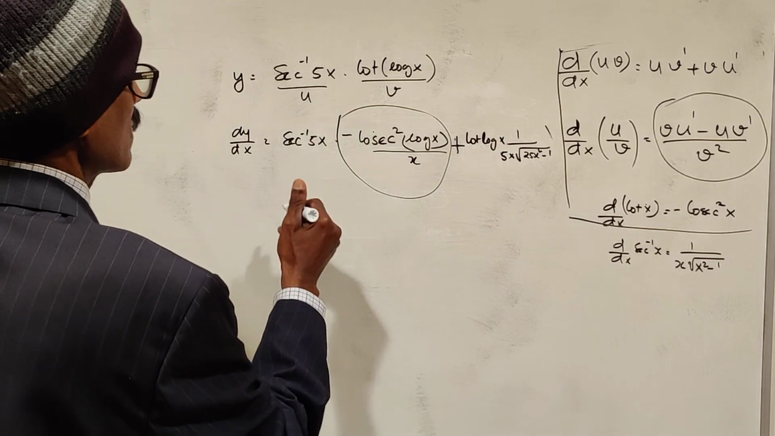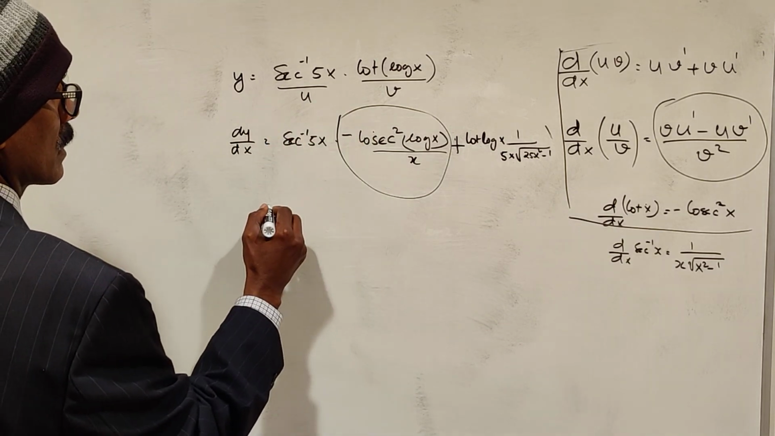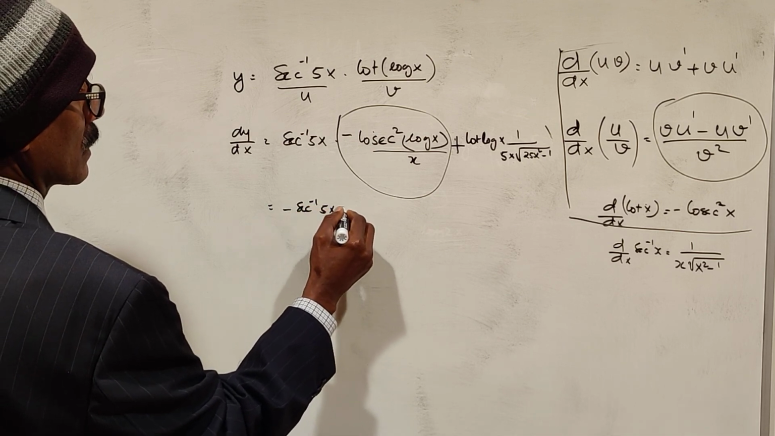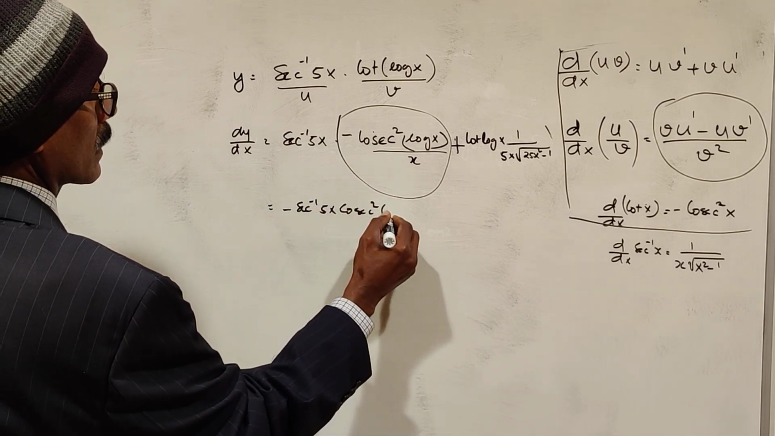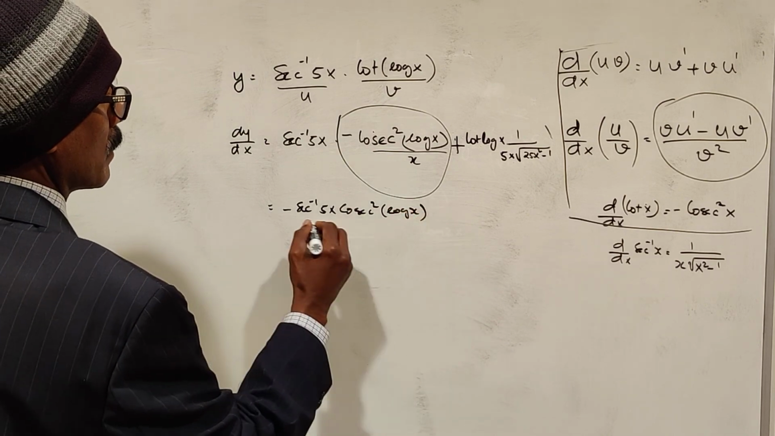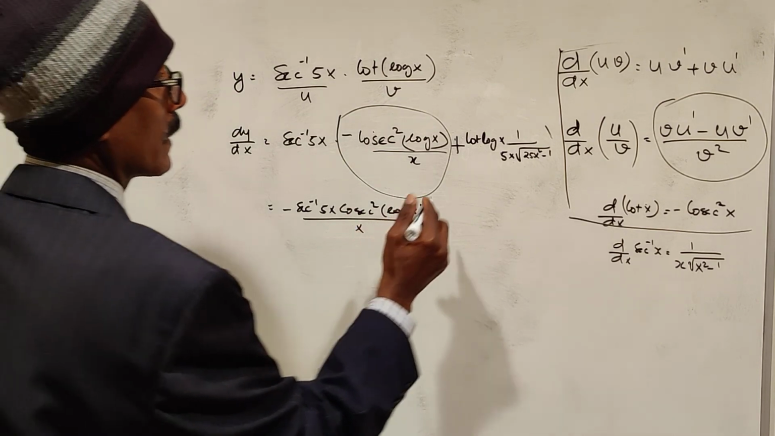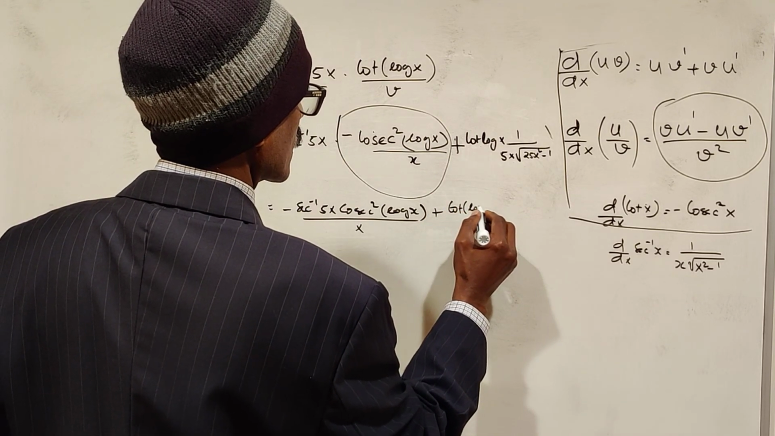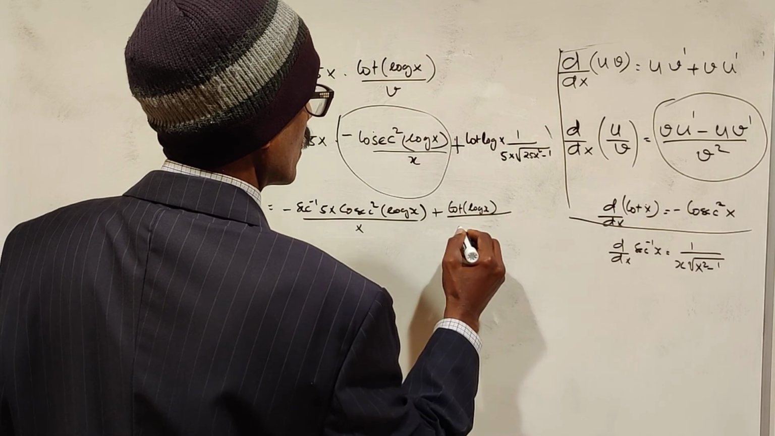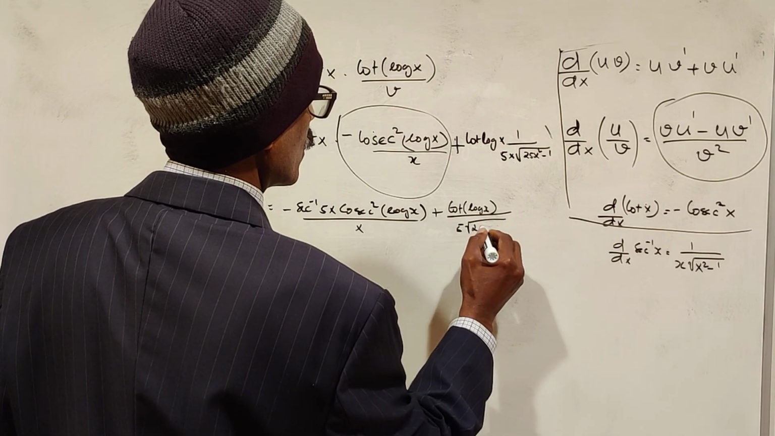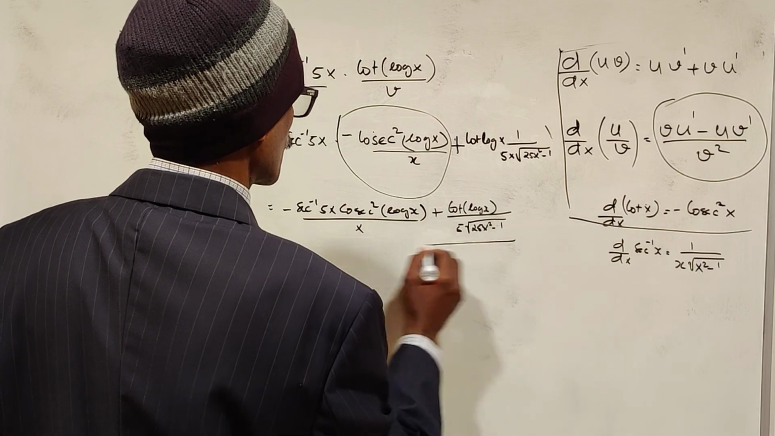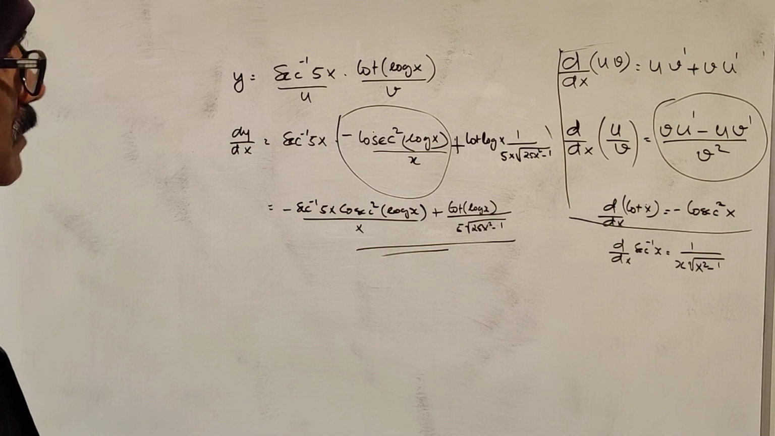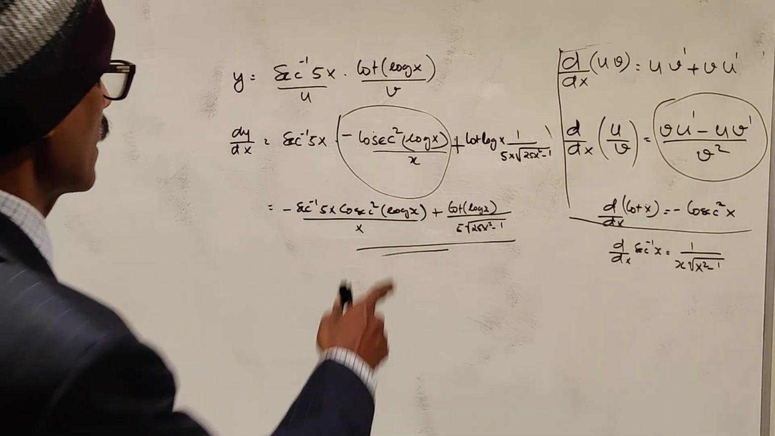So I want to simplify this, minus comes first. Minus sec inverse 5x cos square log x by x, then plus cot log x by 5 into square root of 25x square minus 1. So this is the answer. You don't need to simplify further, just leave it like that. This is the answer.